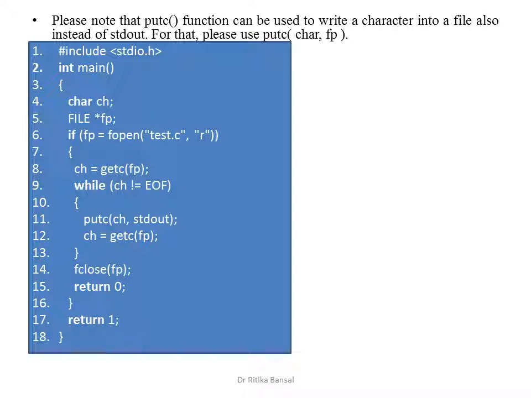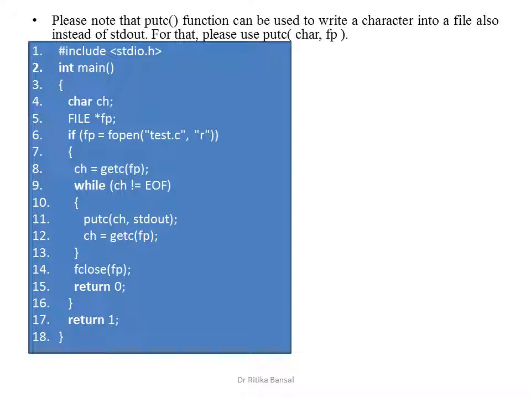Let's try to understand this through a program. The putc function we already discussed can be used to put a character on a file as well as on standard output, depending on our syntax. In line number 4 we declare one character variable ch, and a file pointer in line number 5. Then fp is equal to fopen test.c in read mode. Here we are opening some C file in read mode.